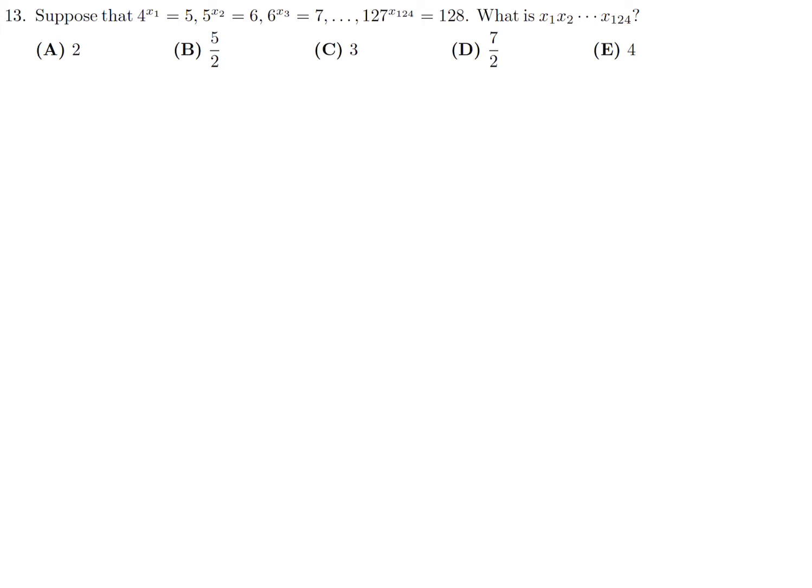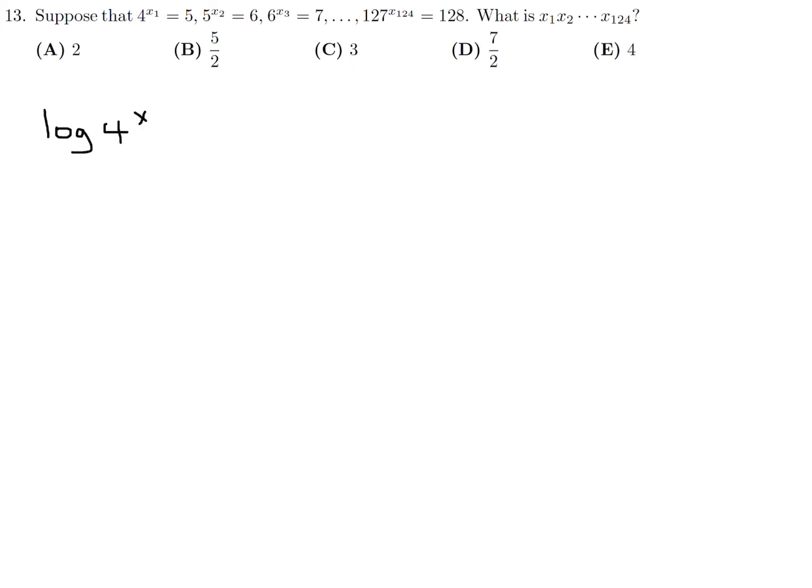Suppose that 4 to the power of x1 is 5, 5 to the power of x2 is 6, 6 to the power of x3 is 7, and so on, 127 to the power of x124 is 128. What is x1 times x2 all the way till x124? I'm going to use log in this question.